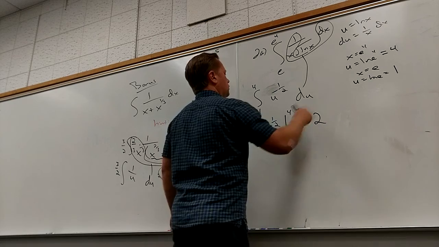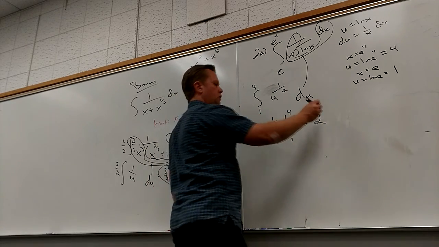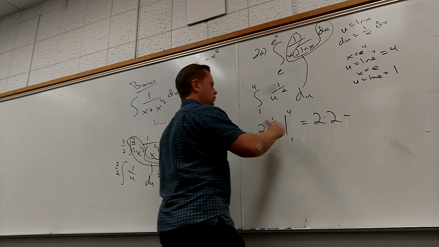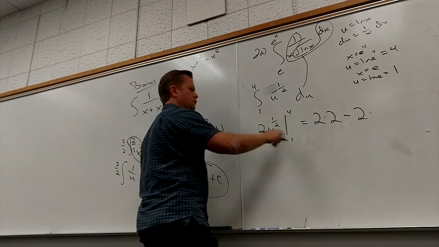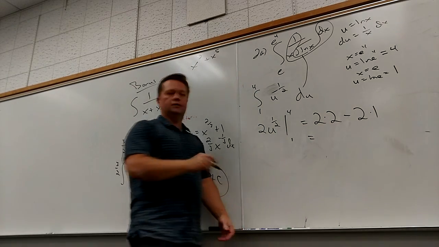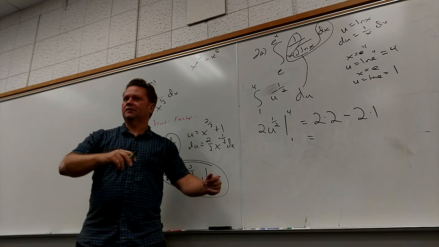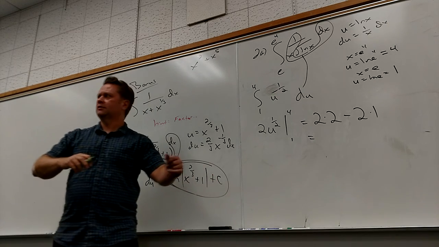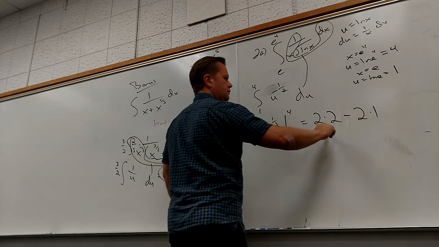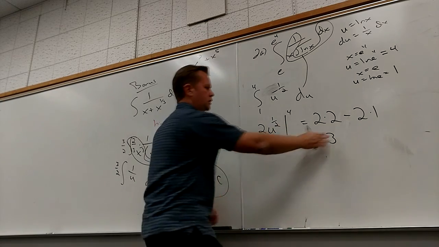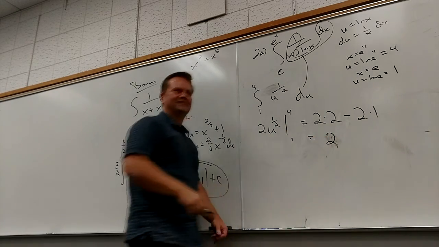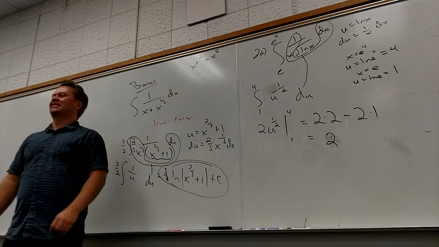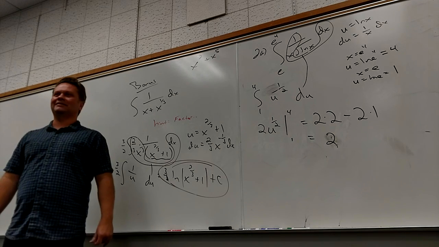So this would be 2, square root of 4 is 2, minus 2 times the square root of 1 is 1. So I get, is everybody cool with that? So I get 2. Jeff, you can do it. I like it.